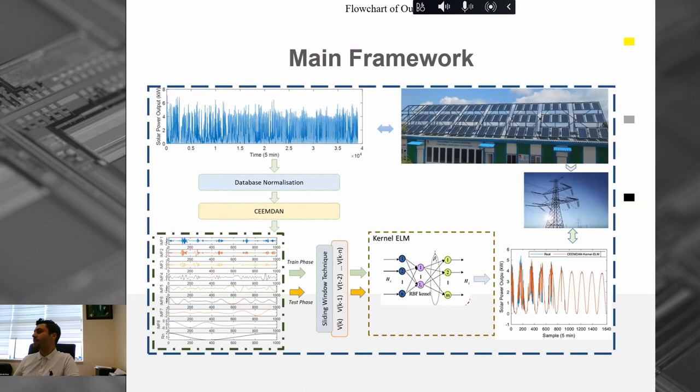Firstly, the original solar energy data, normalized, are separated into its subcomponents in the decomposition phase by different decomposition methods. In the forecasting phase, all subcomponents are fed to the kernel ELM. We don't use other meteorological data, such as humidity and pressure. We use the sliding window technique on the historical data. And finally, we combine these forecasting results.